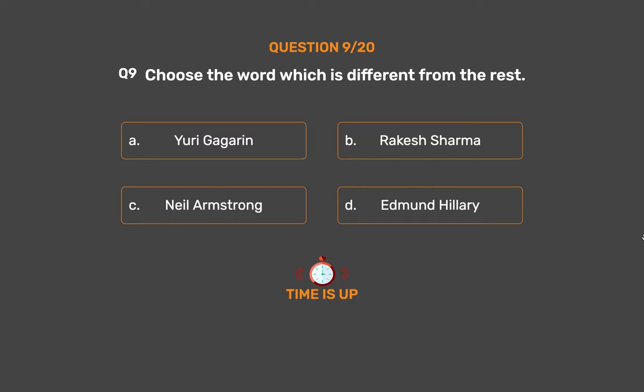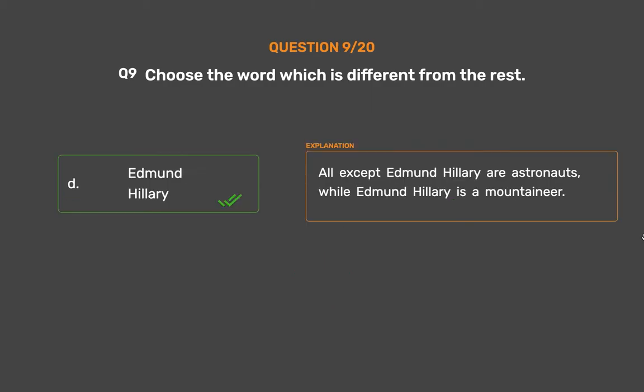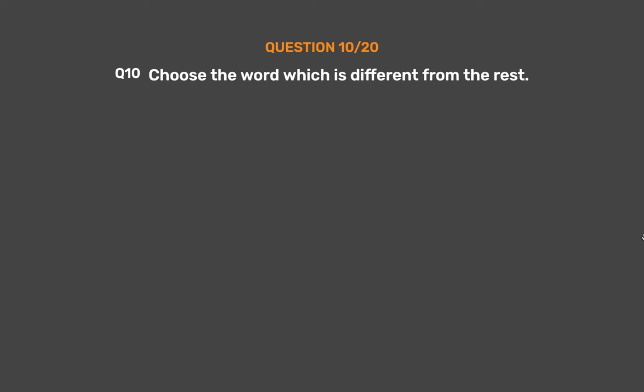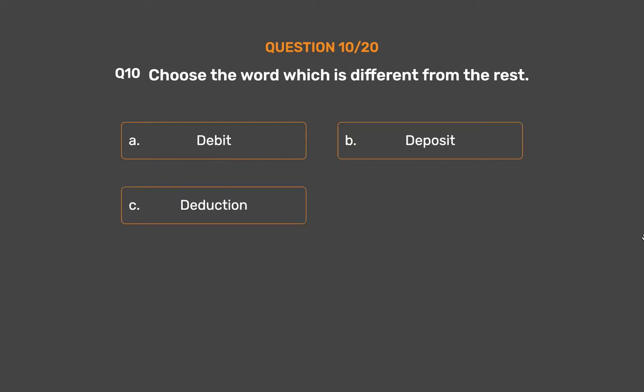The correct answer is Option D. Edmund Hillary. All except Edmund Hillary are astronauts, while Edmund Hillary is a mountaineer. Question number 10. Choose the word which is different from the rest. Option A. Debit. Option B. Deposit. Option C. Deduction. Option D. Withdrawal.